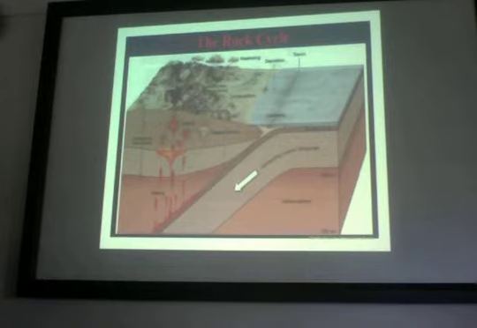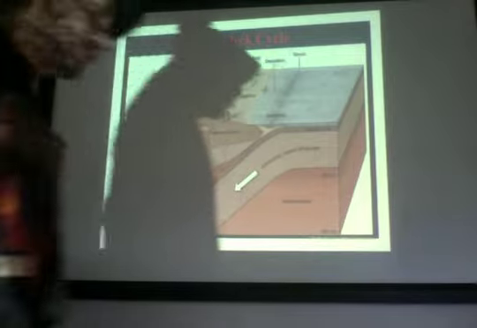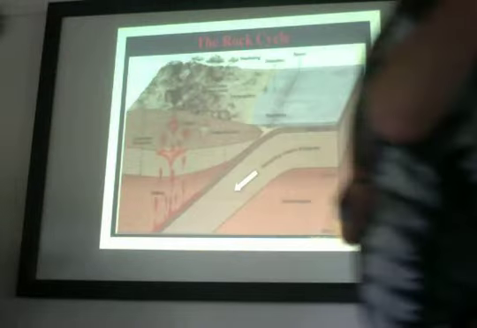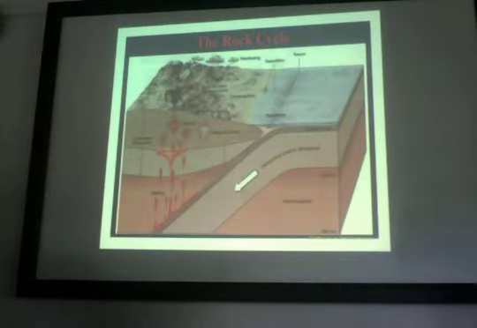And then 1,100 million years ago, you had Rodinia. Rodinia was also a big continent. Then about 550 million years ago, you had supercontinent Gondwana. Then 250 million years ago, you have supercontinent Pangaea.